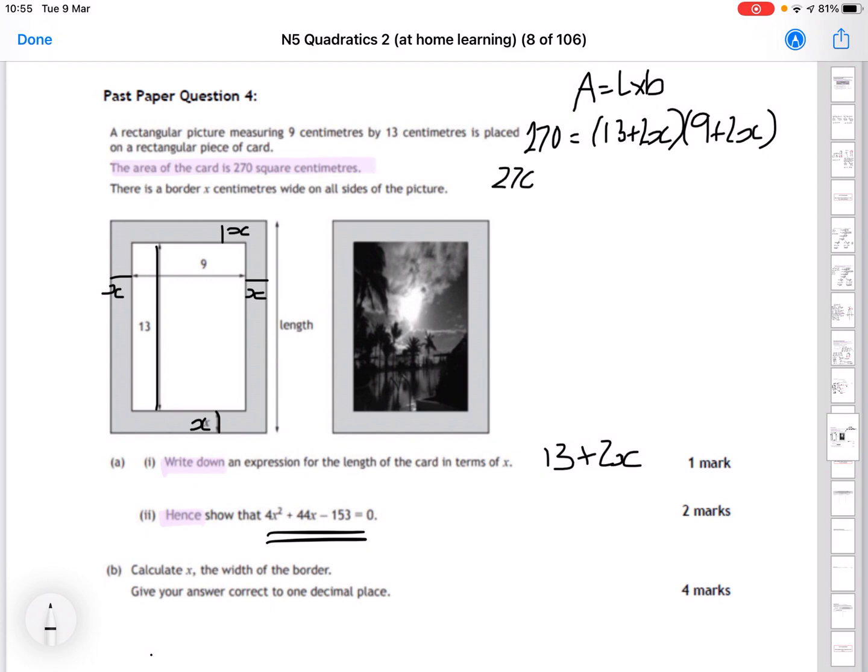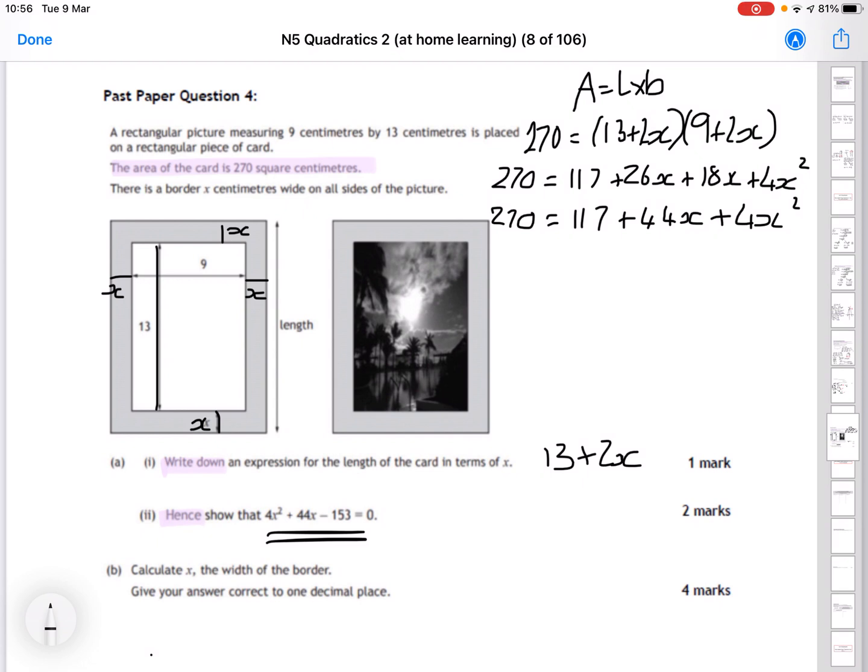So let's break out the brackets. 13 times 9, that's 117. We then have 26x plus 18x plus 4x squared. So you can see here that we have the makings of what we're looking for. We have that 4x squared term, so it's starting to look like what we need. Let's tidy this up further. So 117, and if we add 26 and 18, we get 44x. Again, this is starting to look like the expression in the question. We have the 44x now as well.